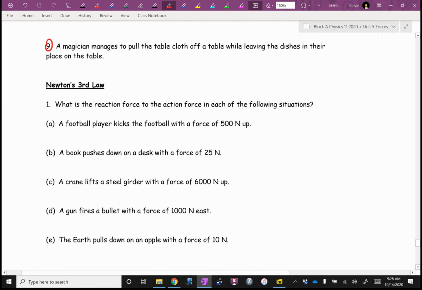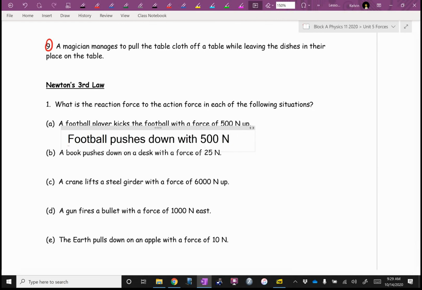Then we come to a little section on Newton's third. What's the reaction force to the action force in each of the following situations? If a player kicks the football with a force of 500 newtons up, the football applies a force on the player of what direction? Negative. Down or negative, okay? So the football pushes down with 500 newtons. That's what you feel through your foot when you kick it. You feel the football pushing back on you. Okay? So you can try all of number 1.